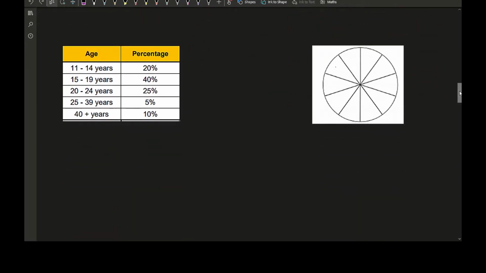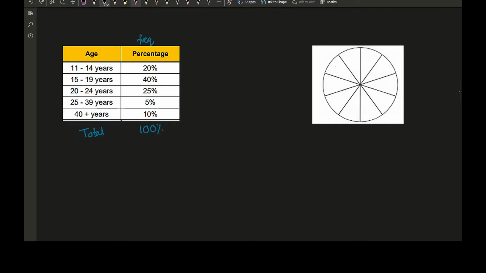So again here, in this example, we've got percentages rather than frequencies. Now this works in exactly the same way. So first things first, let's look at our total frequency, which in this case is going to be 100%. And that's our total, and the frequencies again are just the percentages.